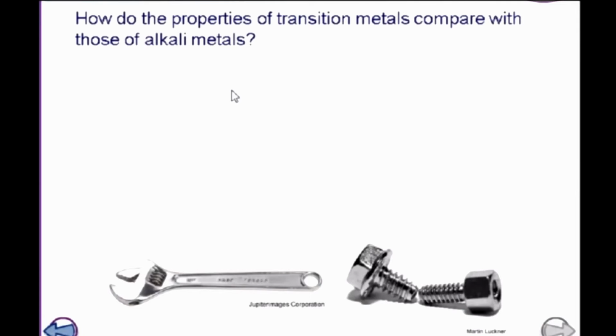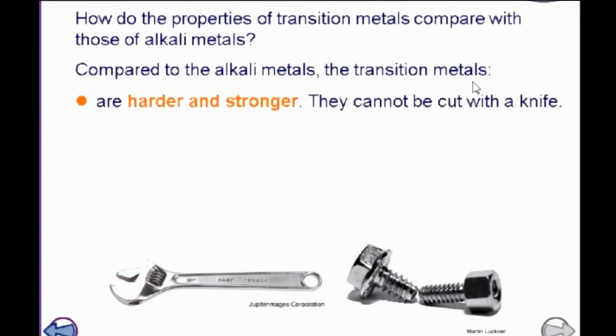How do the properties of transition metals compare with those of alkali metals? Compared to alkali metals, the transition metals are harder and stronger. That means much harder and stronger. They cannot be cut with a knife. Remember, the alkali metals could be cut with a knife, but we cannot cut the transition metals with a knife.